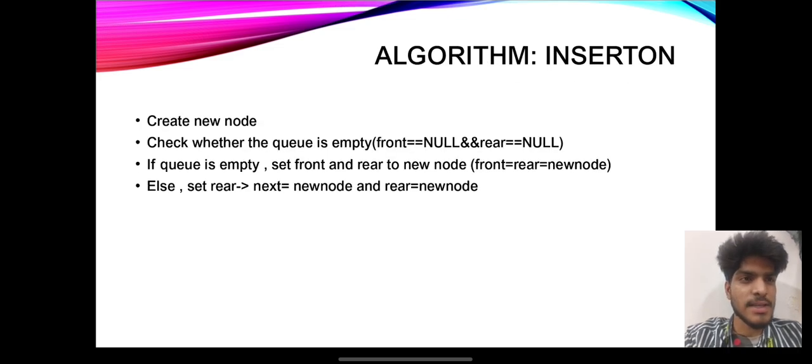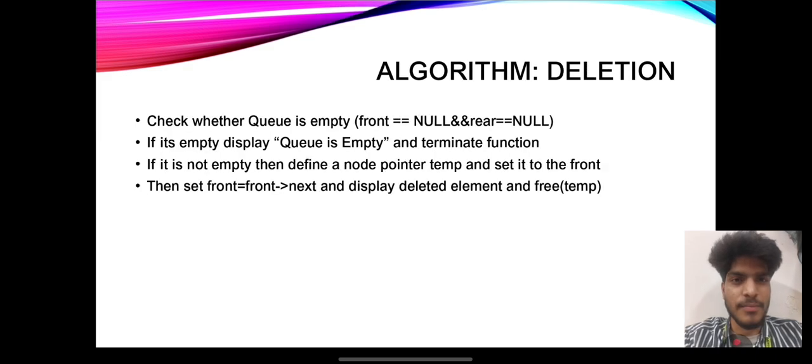Now we can see insertion. The algorithm of insertion you can see here. First create a new node. Check whether the queue is empty by using front equal to null and rear equal to null. If the queue is empty, set front and rear to the new node. Else set rear next equal to the new node and rear equal to the new node.